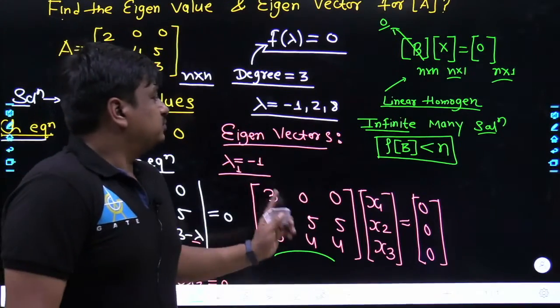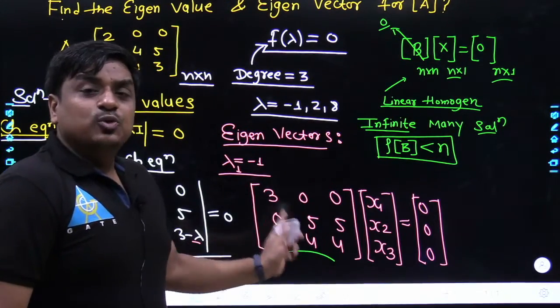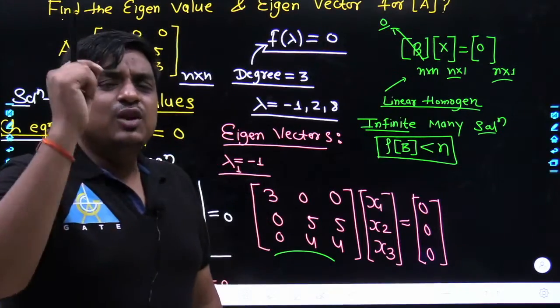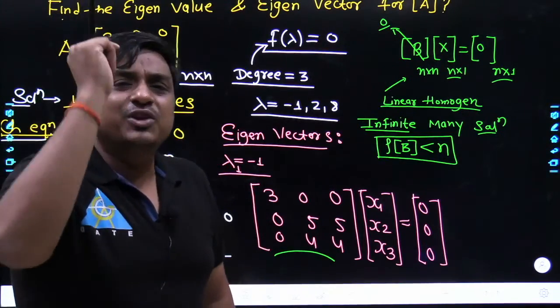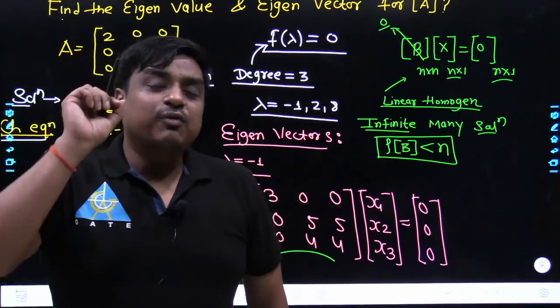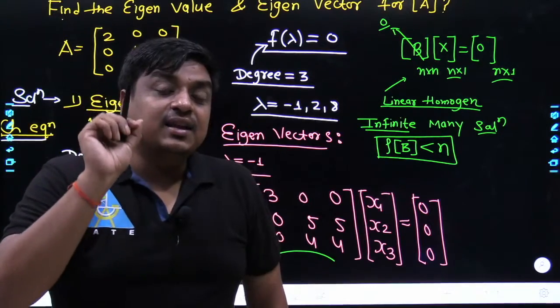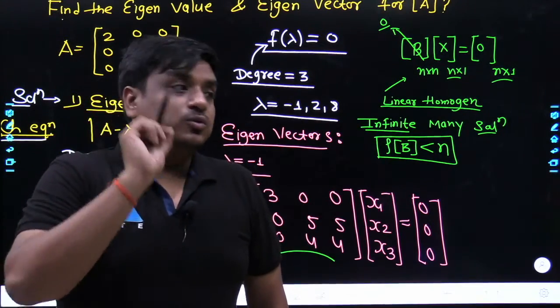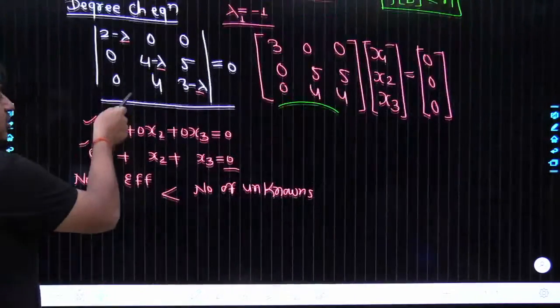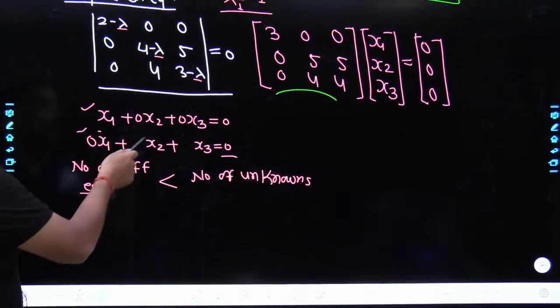Infinitely many solutions. Could you figure out why we always have a case of infinitely many solutions? Whenever you deal with the eigenvector, you will land up in a situation where the number of effective equations would always be lesser than the number of unknowns. Like here, you have 3 unknowns, and how many effective equations have you got? Only 2.